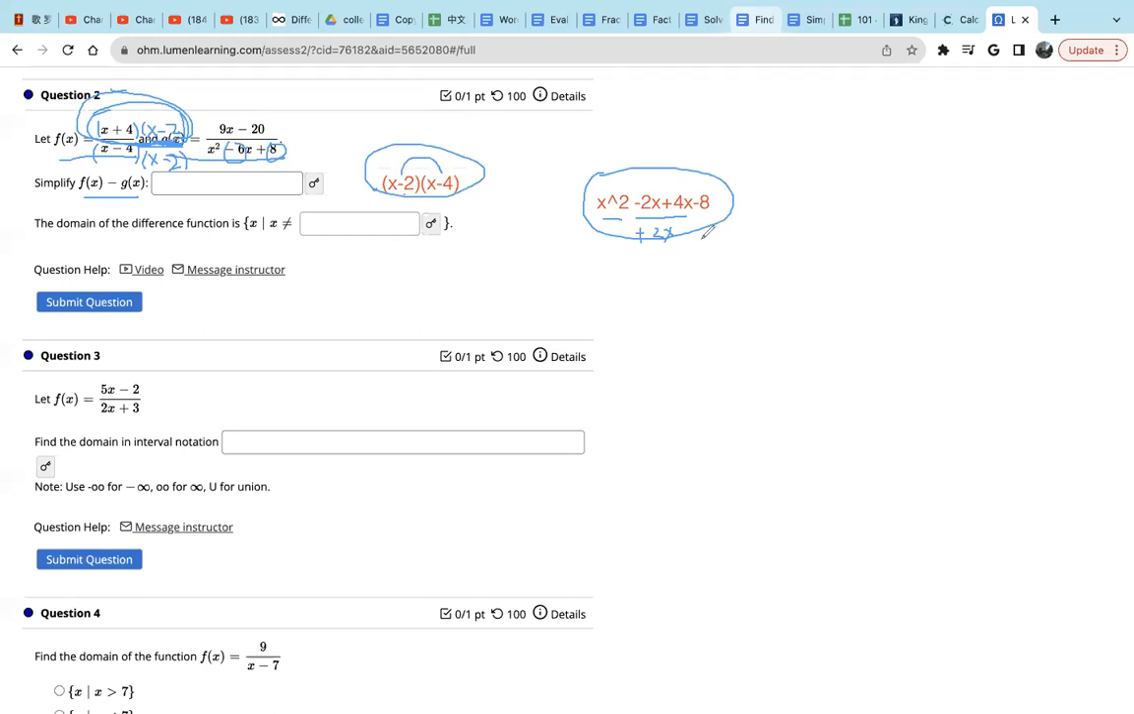in the numerator. Now, I need to subtract 9x minus 20 from this. 9x minus 20, that's the numerator of g of x. I have the same denominator, just this. I'm not going to write it. That's the denominator, two binomials. So let's subtract this. I have 2x minus 9x, so that becomes negative 7x. I have negative 8 minus negative 20. That becomes negative 8 plus 20, which becomes plus 12. Okay. So the numerator, I have x squared minus 7x plus 12. The denominator, I have x minus 2, x minus 4.